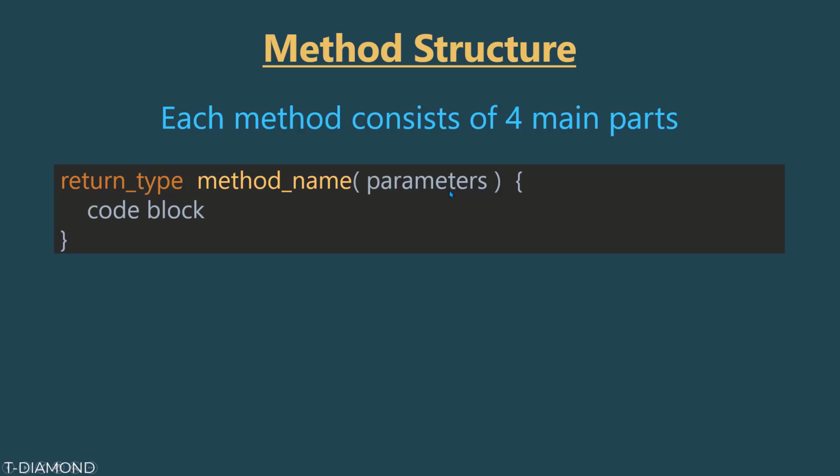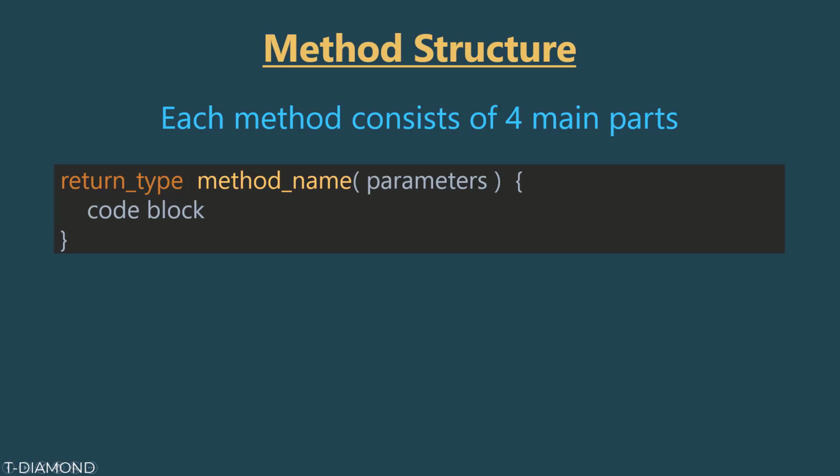Parameters are some data that are given to the method. And the method uses this data inside its code block. For example, suppose that we want to create a method to print the username. Okay, so the parameters in this case will be the username because it is the data that we want to give to this method, right? And inside the braces of this method, we will write some Java code to print the username.